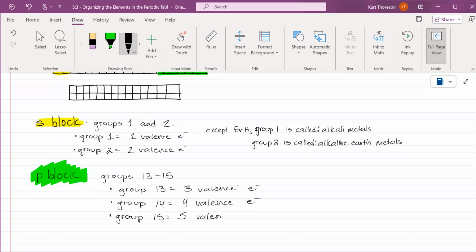All right, Alex, no more from you. How many in group 16? Oh, look, everyone else has voices. How many valence electrons in group 17? 7.